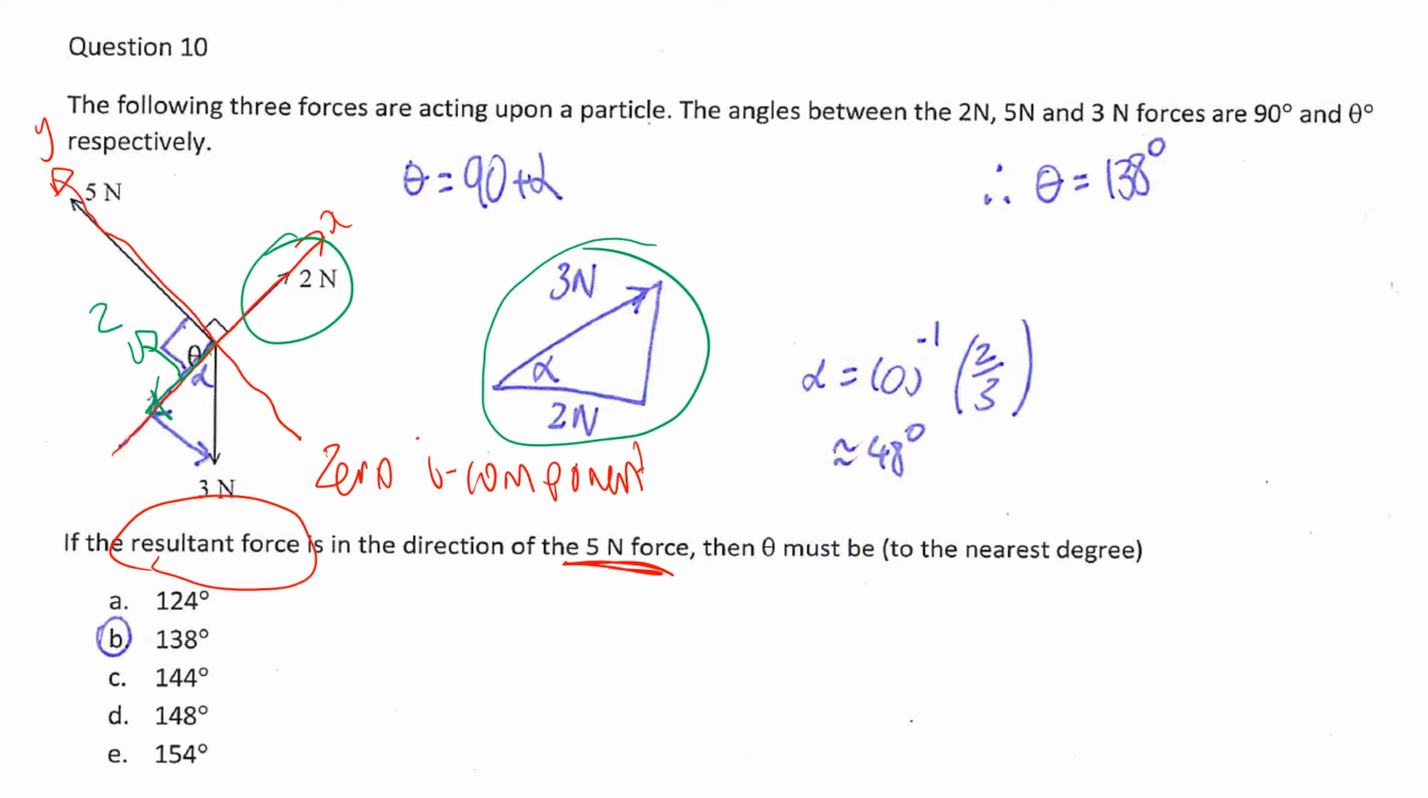So it must have a magnitude of 2 newtons. So we can set up that triangle and work out the angle. Inverse cos of 2/3 turns out to be 48 degrees. That's the angle made between the 3 newton force and the x-axis, but of course it's in the negative direction. The total angle between the 5 newton force and the 3 newton force, therefore, is 90 plus that alpha, which turns out to be 138 degrees. So nice question and quite a clean, simple solution.